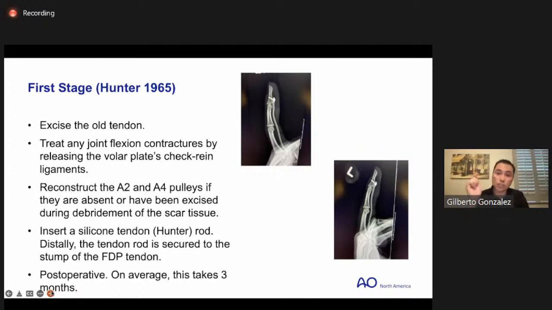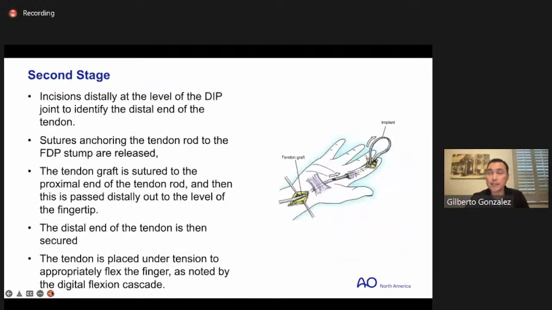It is better to do that in the first stage than in the second stage, and insert this silicone tendon rod, which you secure distally, and proximally you bring it all the way to your wrist. And then it usually takes a good 3 months to go to the second procedure. Some people will go a little bit faster, up to 2 months. Some people will take longer, up to 6 months, but ideally it shouldn't be any longer.